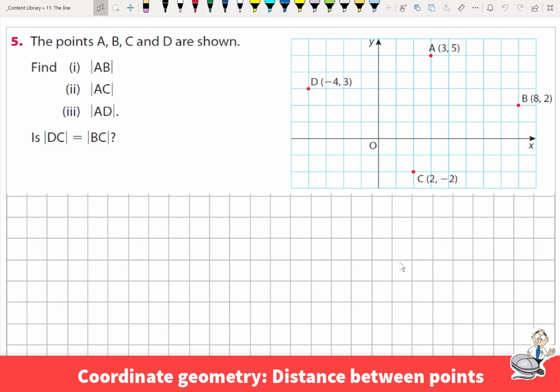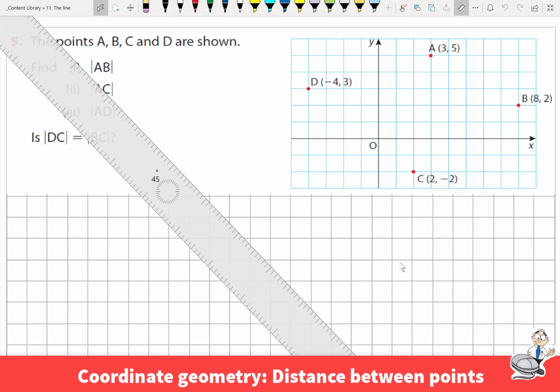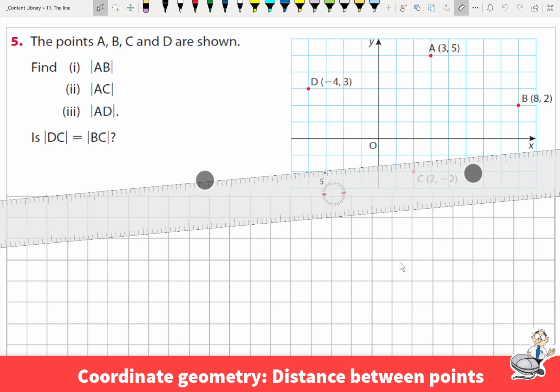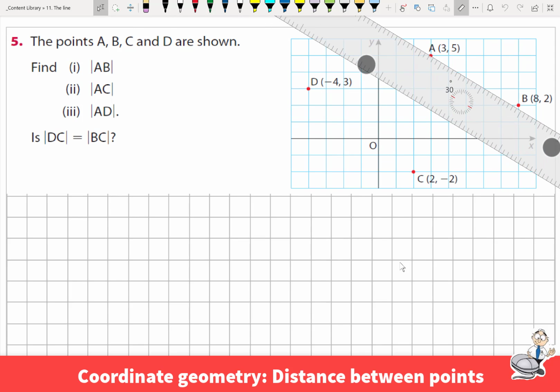C, and D, we're asked to find the distance between A and B first. So I might just join those up first. I'm going to take out my ruler and join up A and B, creating a line segment here. So the first question is asking us to work out that distance there.